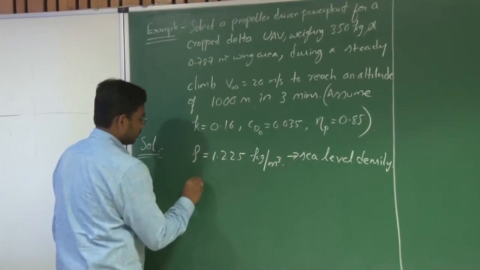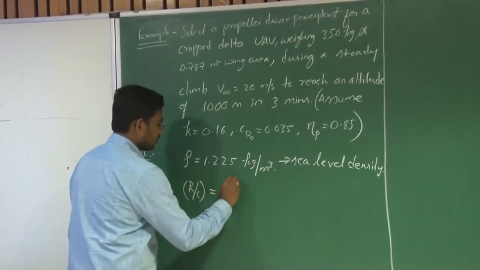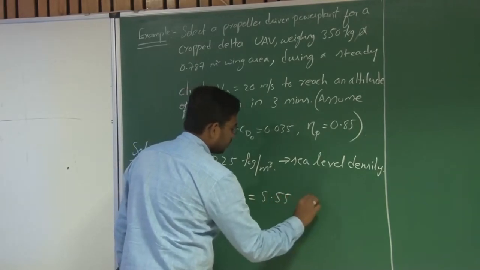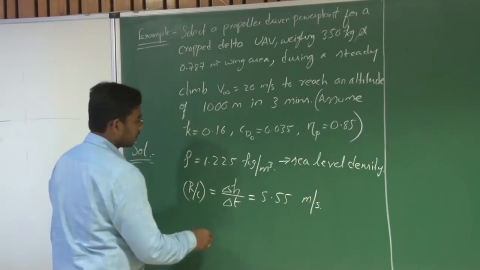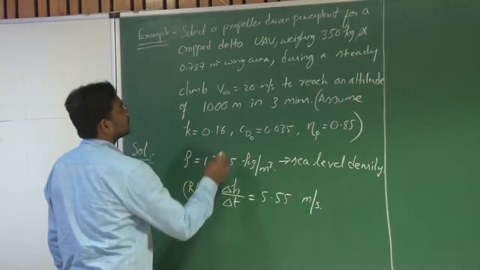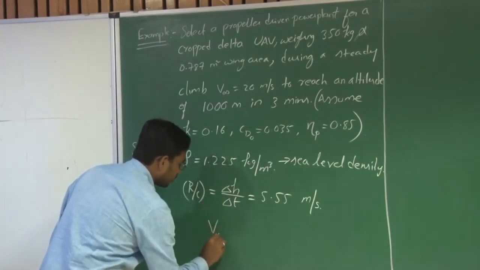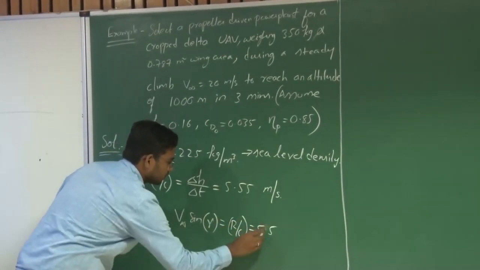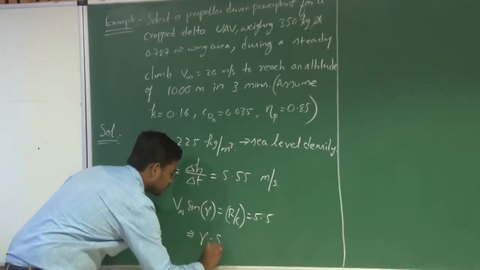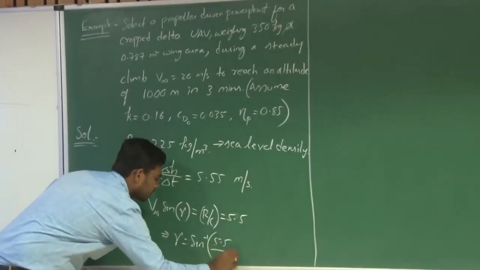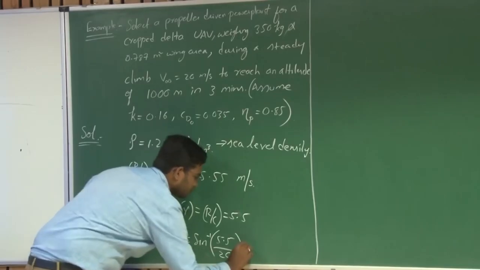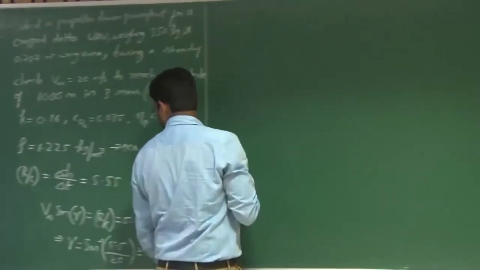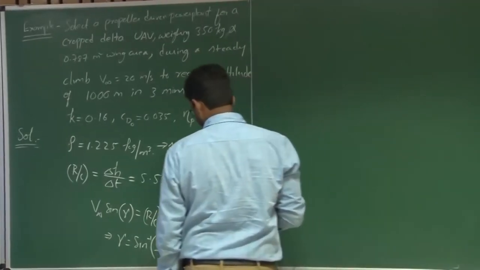Now what we have from yesterday, we figured out the rate of climb for this particular case is 5.5 meters per second, which is the vertical velocity of climb. And since we need to fly at 20 meters per second, V infinity sine gamma, this rate of climb, is equal to 5.5. Gamma is sine inverse of 5.5 divided by 20 meters per second, which is approximately 16 degrees. Gamma is 16 degrees here.